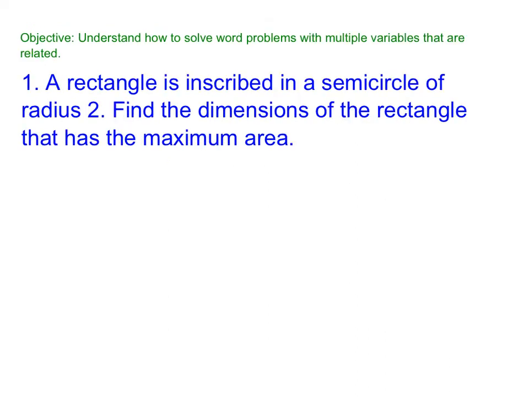Okay, a rectangle is inscribed in a semicircle of radius 2. Find the dimensions of the rectangle that has the maximum area. So this is like the sign problem. So pause the video, draw yourself a picture, and see if you can figure it out. So we have a semicircle of radius 2, and then we have a rectangle inside of it. This one I think is actually a little easier than the sign problem.